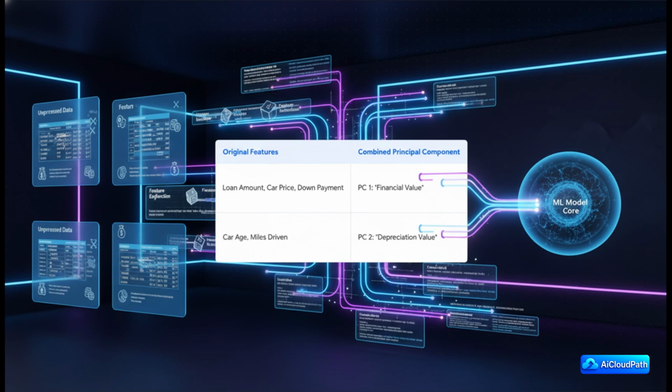Check this out. This is a perfect example using a popular technique called principal component analysis. Look at that top row. Instead of 3 separate features, loan amount, car price, and down payment, we can combine them into a single new feature we might call financial value. And we can do the same thing with car age and miles driven. Together, they pretty much represent the car's depreciation value. Just like that, we've taken 5 features and boiled them down to 2, making our model's job a whole lot easier without losing the important info.